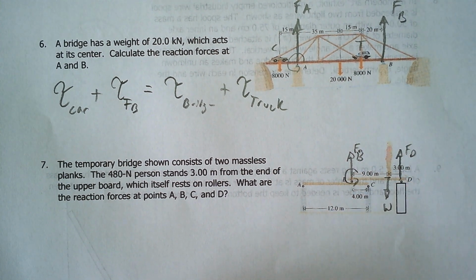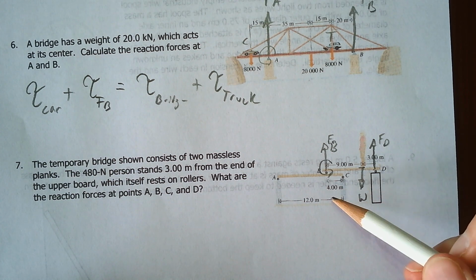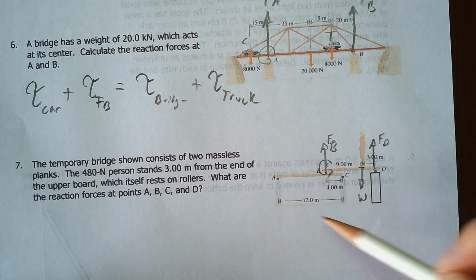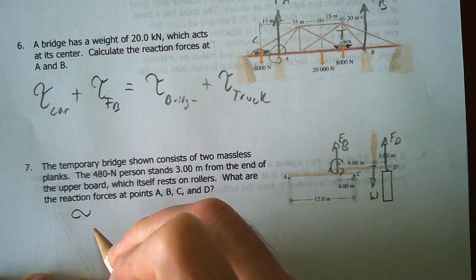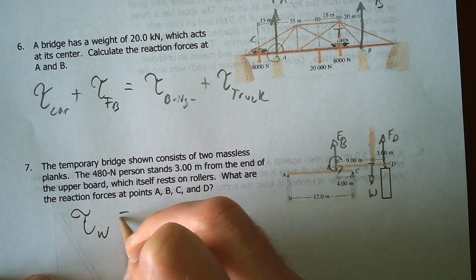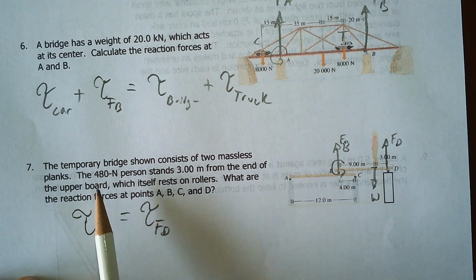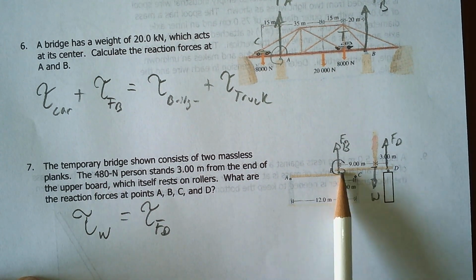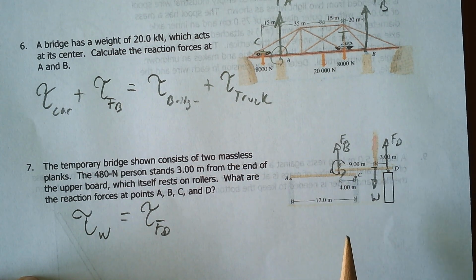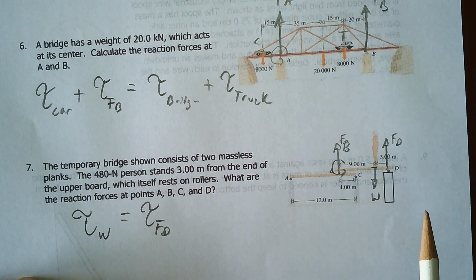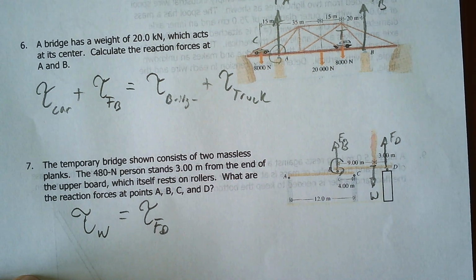How about right here? And so we could say the torque from the weight, which is trying to spin it this direction clockwise, must be equal to torque from FD. So we know what the weight is, it's 480. So it's going to be 480 times the distance away, which is 9, times the sine of 90, equals FD times the distance away, which is 12, times the sine of 90, solve for FD. Once you know FD, then FB plus FD equals the weight, so you could solve for FB.